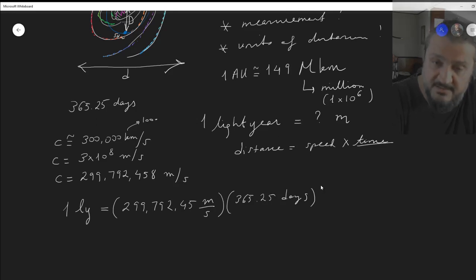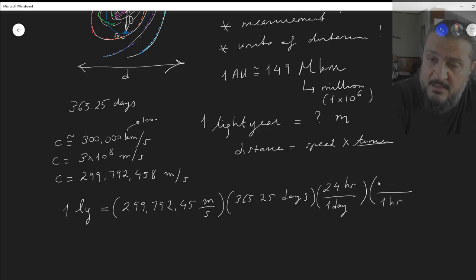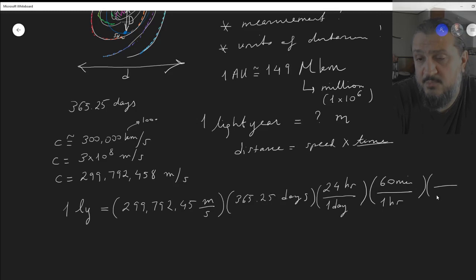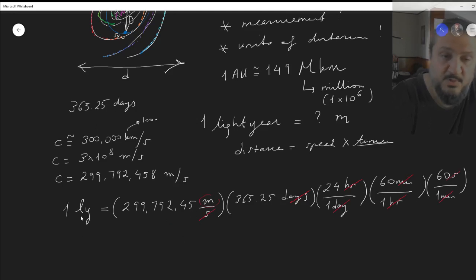So I need conversion factors, basically. Let's start with hour. So 1 day, we know, is 24 hours. And in 1 hour, we have 60 minutes. And in 1 minute, we have how many? 60 seconds. All right, so you can now get rid of units: days, hours cancel. Minutes also go away, and the seconds go away as well, right? And what is left? Meters. So 1 light year is how many meters? We have to do this calculation. Just multiply these numbers.